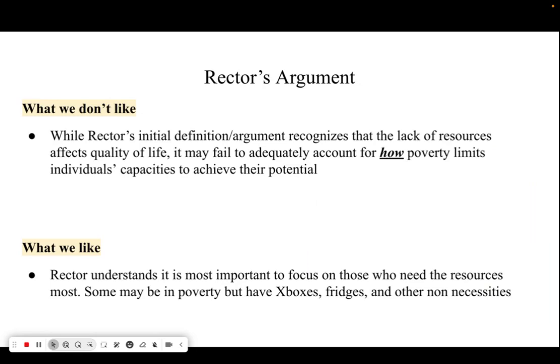What we like about Rector's argument. Rector understands it is most important to focus on those who need the resources most. Some may be in poverty but have Xboxes, fridges, and other non-necessities. We believe that resources should be focused on the people who need it most. If one has the resources, they should be using them in an appropriate way. Resources should not be wasted if someone is going to use them in a wasteful way.